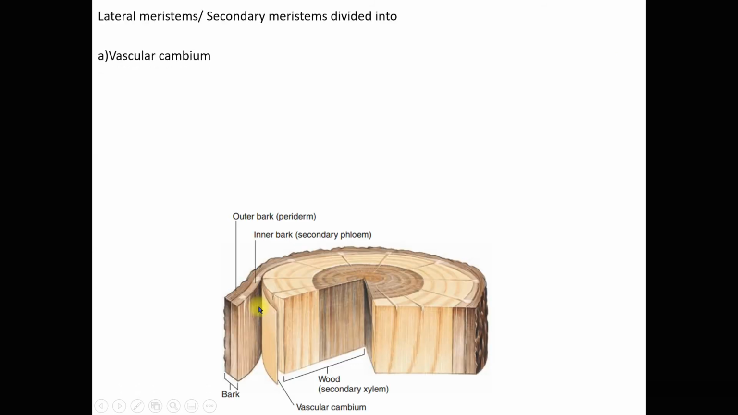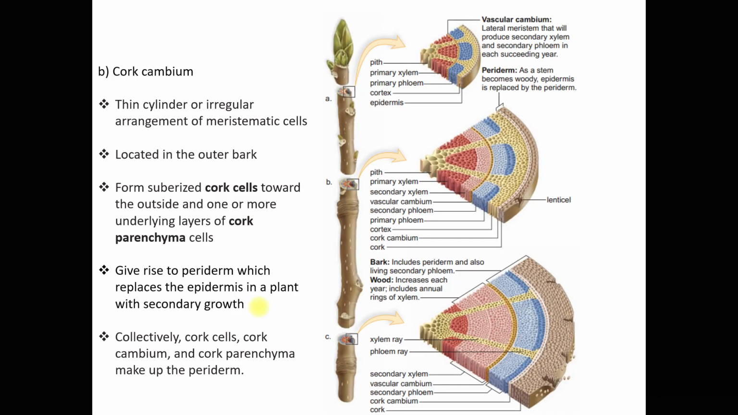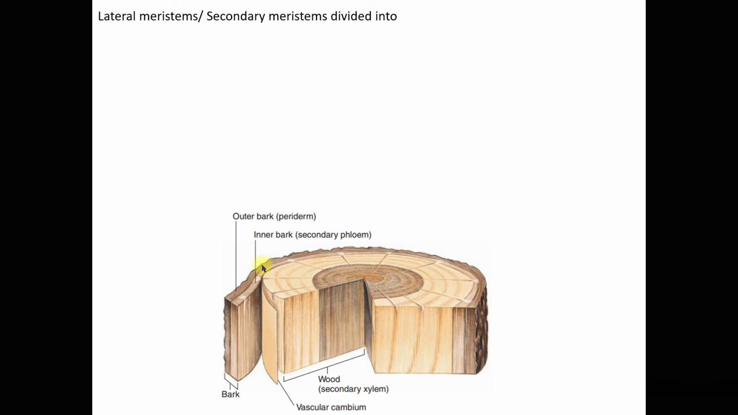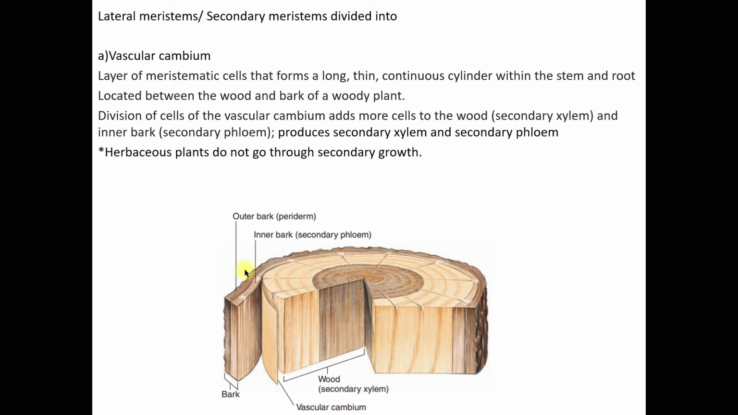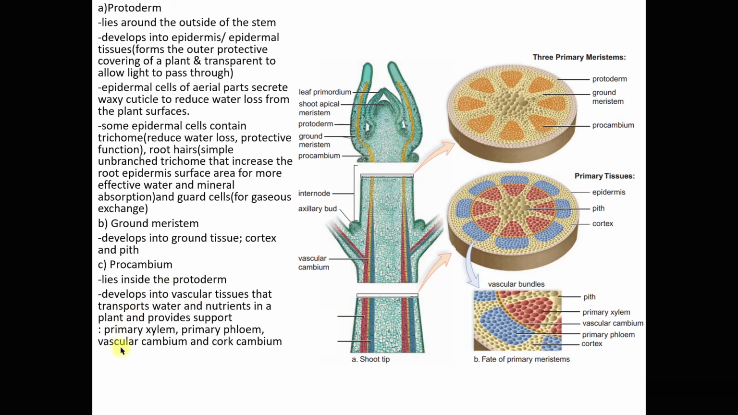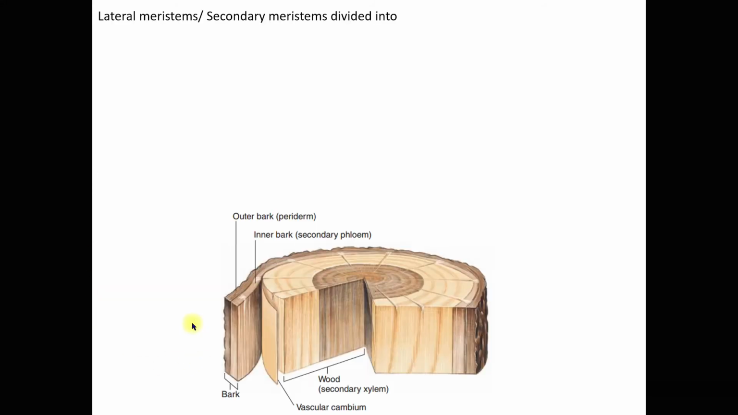Now, lateral meristems are divided into vascular cambium and cork cambium. And if you recall, both vascular cambium and cork cambium develop from the procambium.